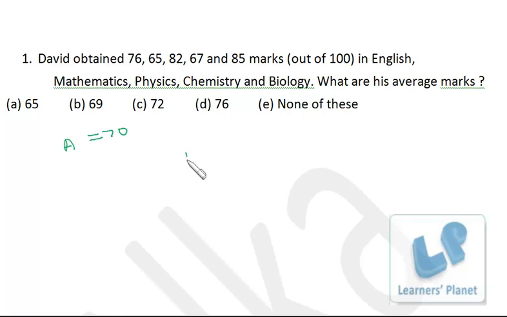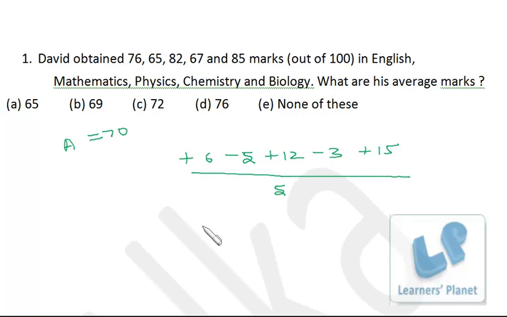So this is plus 6, this is minus 5, this is plus 12, this is minus 3, and this is plus 15, right? Now this is the deviation from 70. If we divide this by 5, we will be getting average deviation. Now if the average deviation is positive, then you have to add the deviation to it, so you'll be getting the exact average, and if it is negative, then you have to deduct the same from it. Then you'll be getting the exact average. Okay.